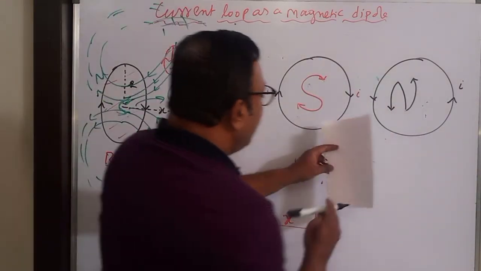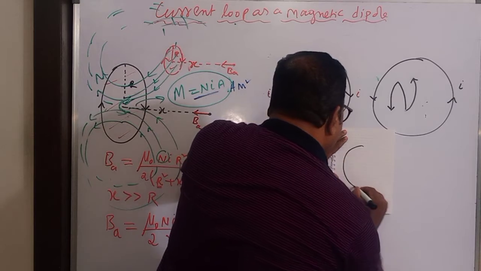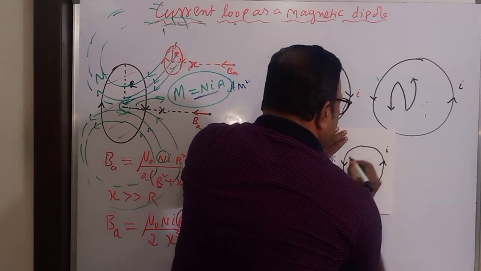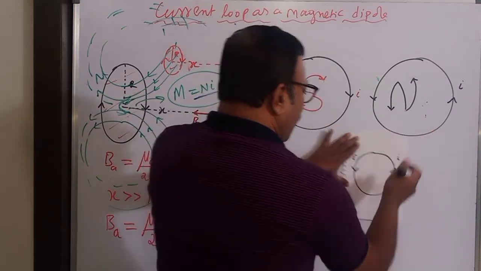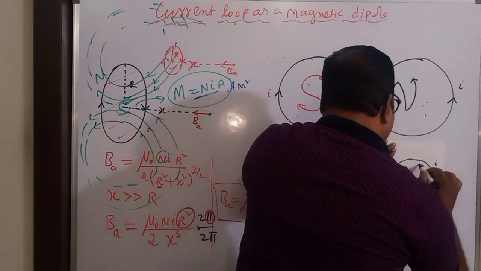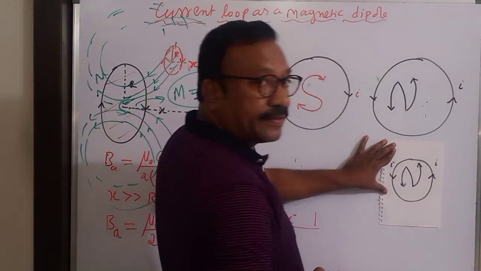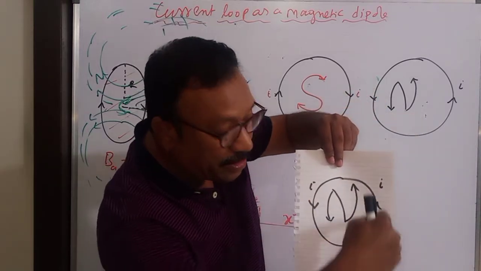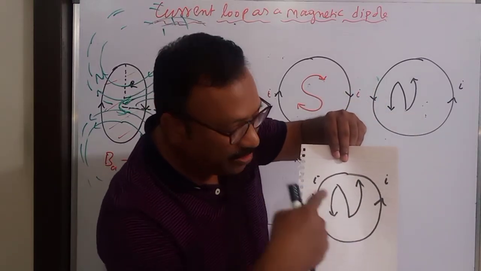Now I have a circular loop here. Current is flowing like this. Okay, anti-clockwise. Let me take this. Okay, so then I have a north pole here, this face, right? So for you, it is anti-clockwise current having north pole on your side.